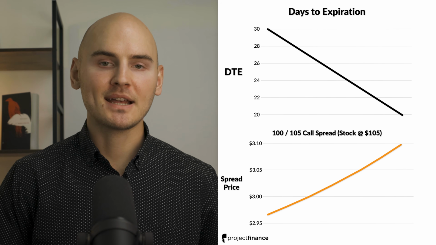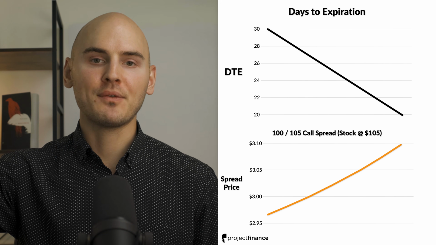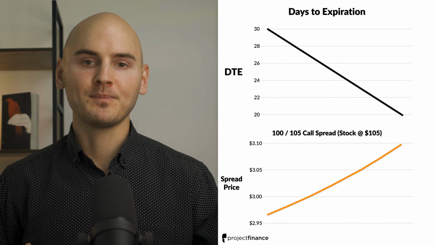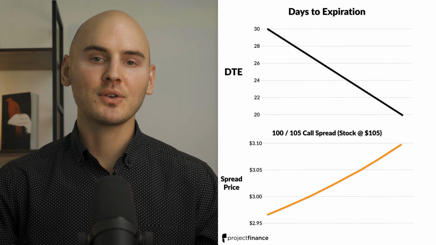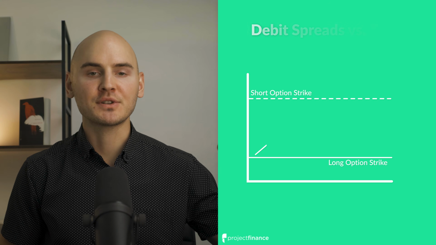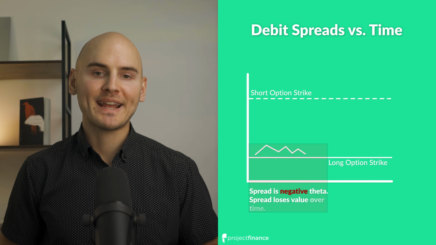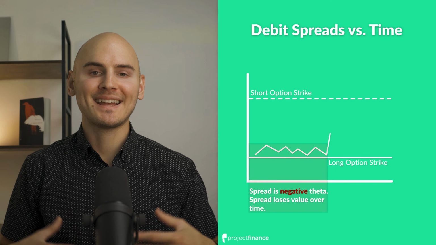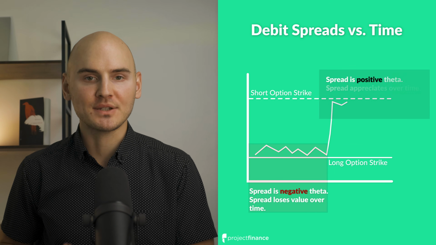And as time passes, the short option will decay faster than the long option, and that will lead to an increase in the value of this call spread as time is passing. So if you buy a vertical spread and the stock price is hovering near the long option strike price, your spread is going to have negative theta exposure, meaning that it will lose money from the passage of time.